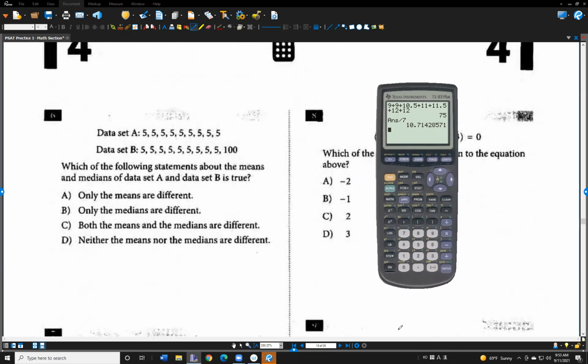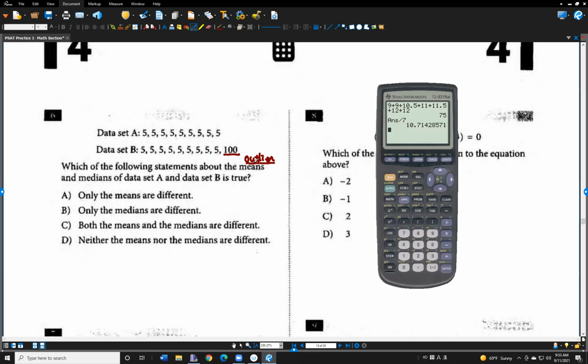So we have data set A and B. They are equal, except for the last value, 100. This looks like an outlier. It affects the mean value a lot, so only the means are different.